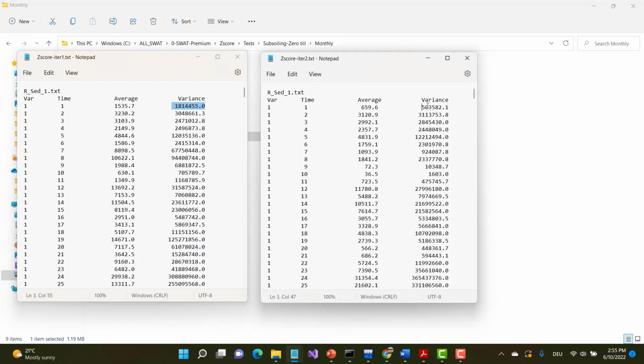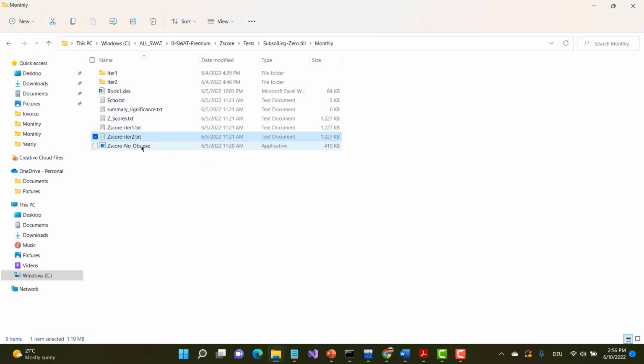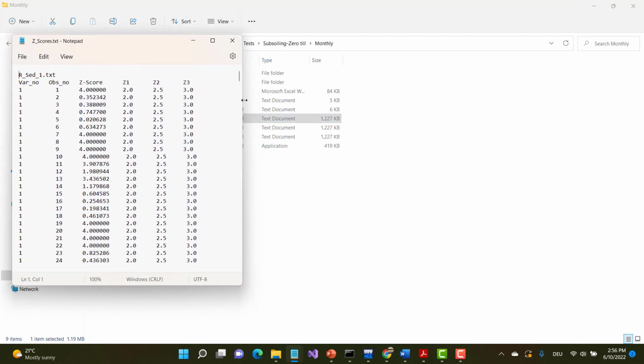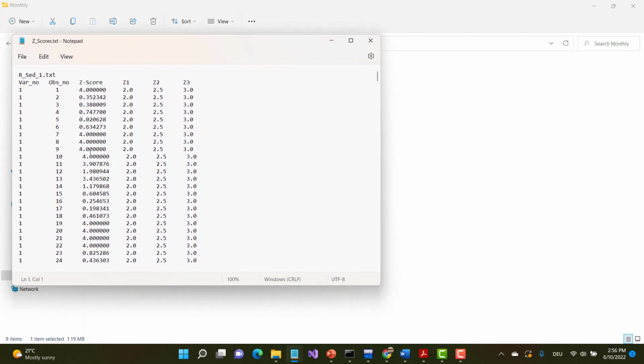So the question, therefore, is there a significant difference between this and this given the variance? So that's where we calculate the Z-score, right, to answer that question. After this, you get a file called Z-score. In the Z-score, you compare these two, and the actual Z-score appears here. Again, the subbasin number 1, that's variable 1, and this is the first month. I explained this in the last video.